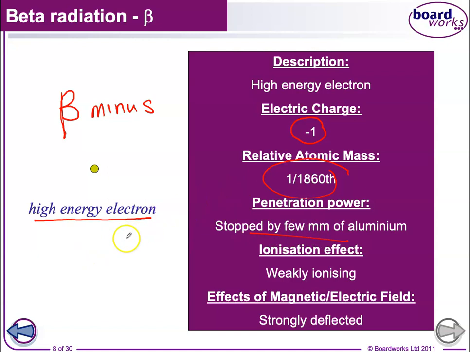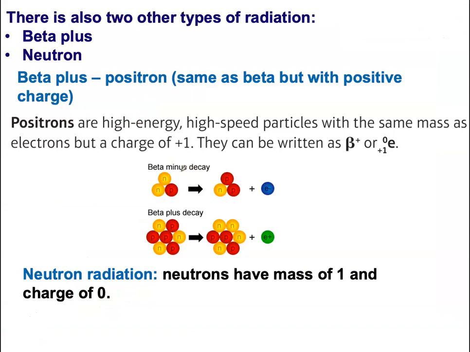But we also have beta plus, which we call a positron. The only difference between beta minus and beta plus, which is a positron, is the charge. Both have the same mass, both have the same penetrating and ionizing ability. Beta minus is -1, beta plus is +1. So the other types of radiation, beta plus, which I've already discussed with you now.